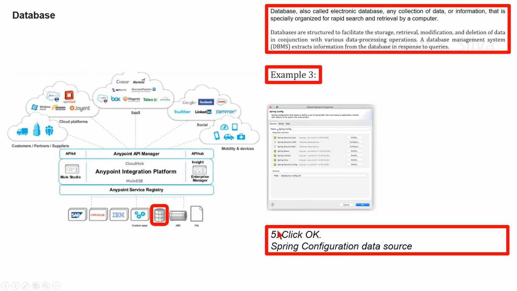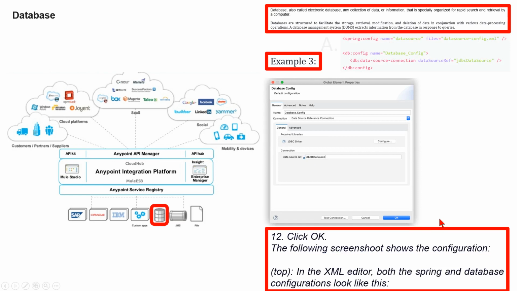Here in step 5, click OK. This is a Spring configuration data source. Here the step 12, click OK. This following screenshot shows the configuration. This is the data source reference connection. And here you can see in the XML editor, both Spring and database configurations look like this.